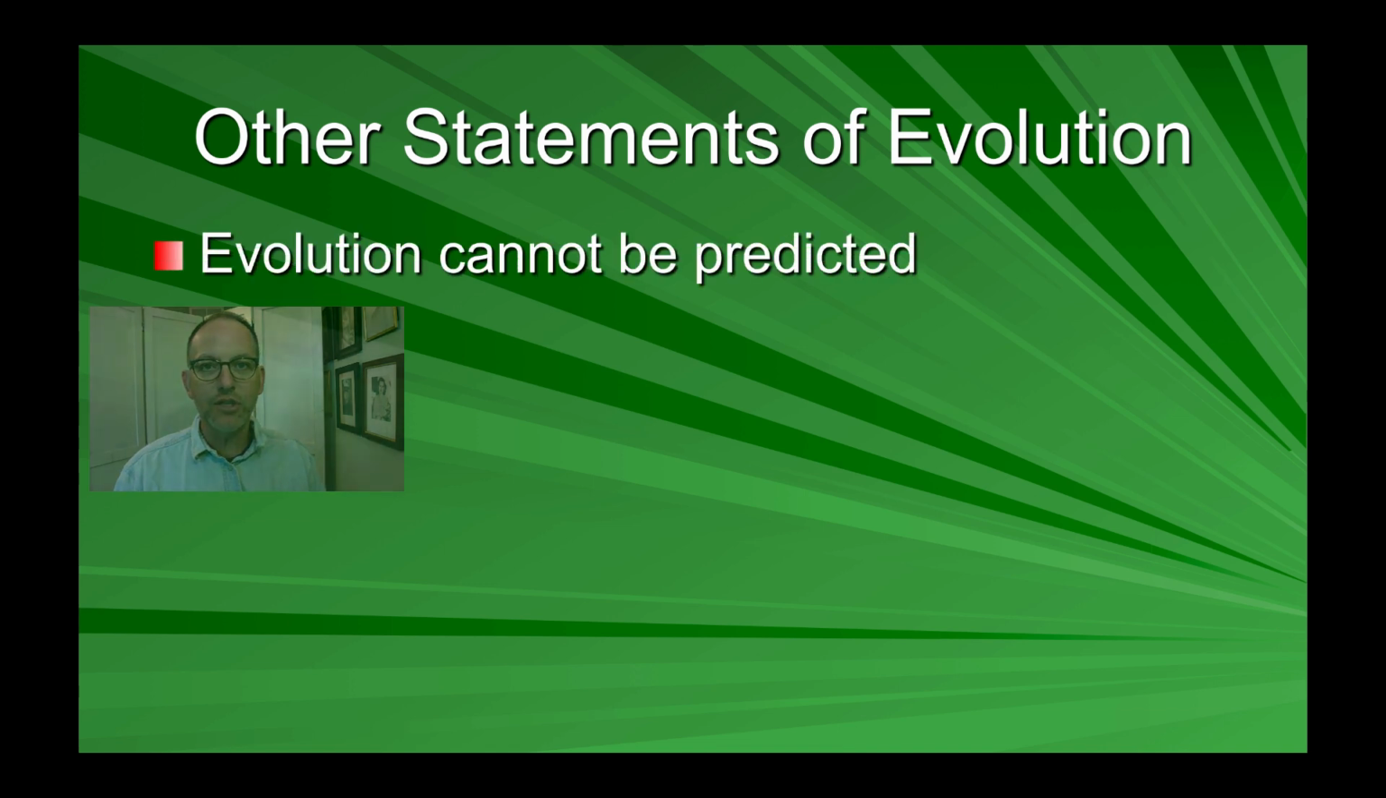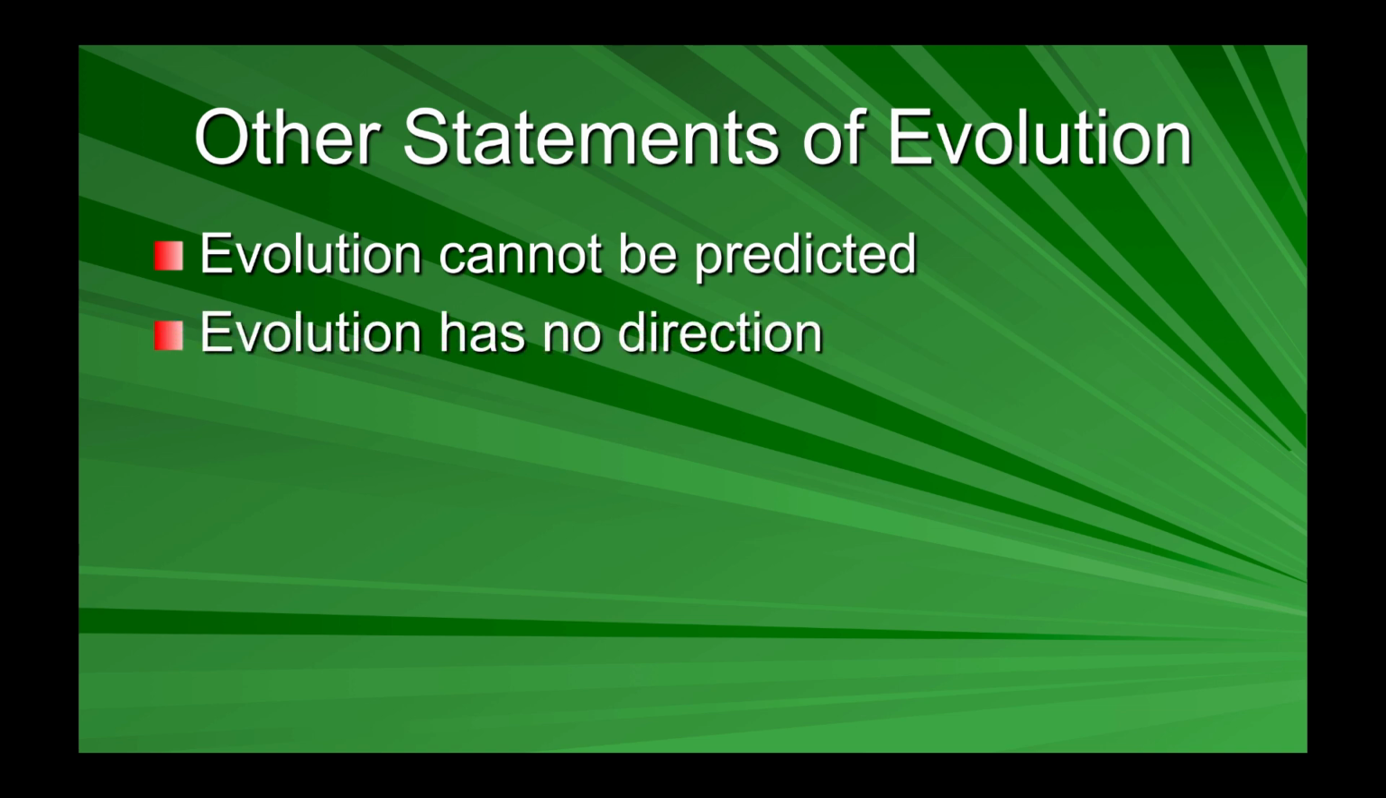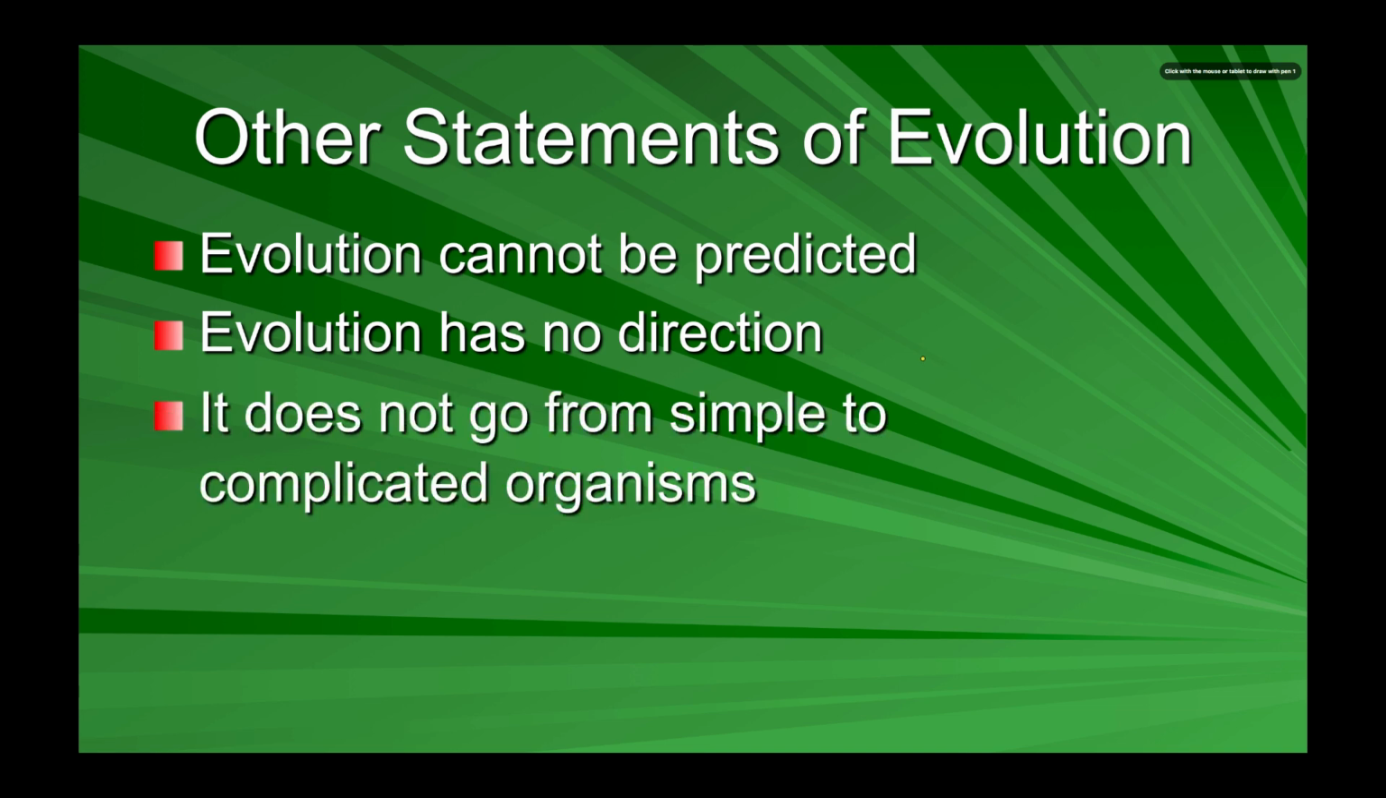Other things that evolution says. Evolution cannot be predicted. We don't know what's going to be the next thing. It all depends on what animals have to adapt to: changes in the environment, whatever. Evolution has no direction. We don't go from simple animals to more complicated animals. Today's ants are not going to be tomorrow's poodles. Not necessarily. It does not go from simple to complicated, like I said.